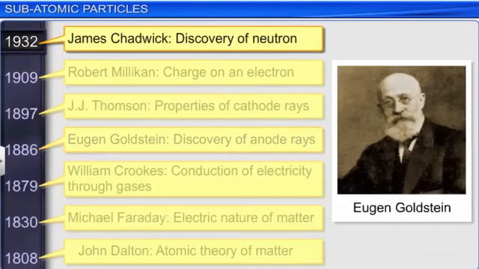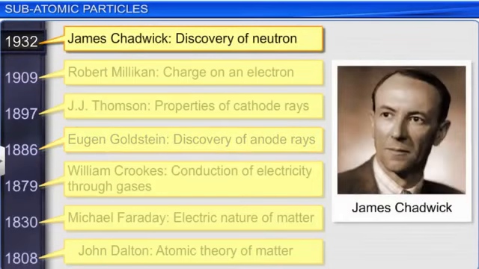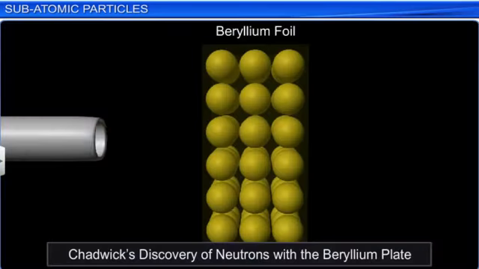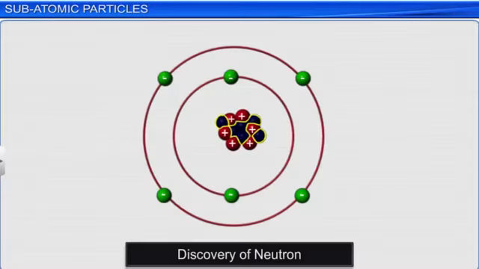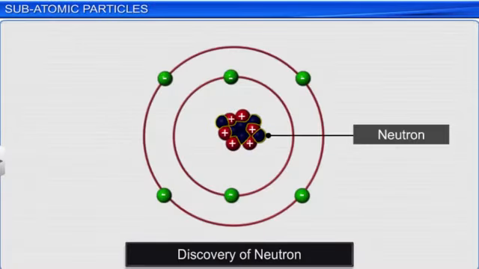Later in 1932, James Chadwick proved the presence of these heavy, neutral particles through a series of scattering experiments. In one of his experiments, on bombarding a beryllium plate with alpha particles, Chadwick observed the emission of a neutral particle whose mass was equivalent to that of a proton. He named this particle the neutron.